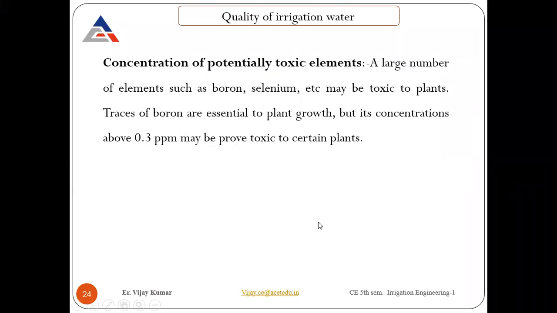Next, we have concentration of potentially toxic elements. Again, it's a very important thing to understand that a large number of elements like boron, selenium, etc. may be toxic to the plants. Their traces are essential somehow. Boron is required for growth of the plants.